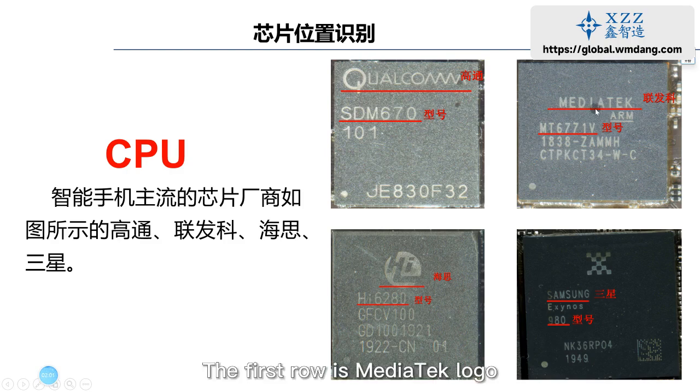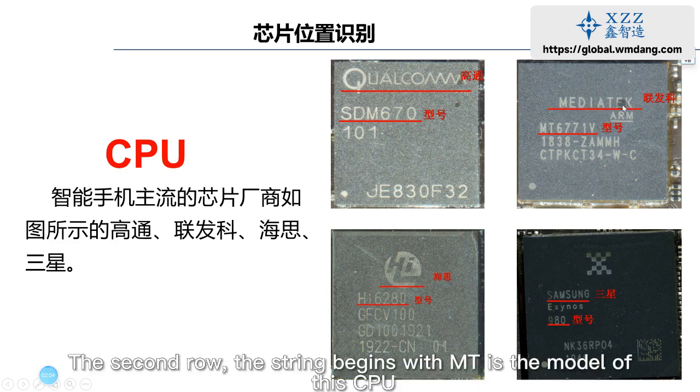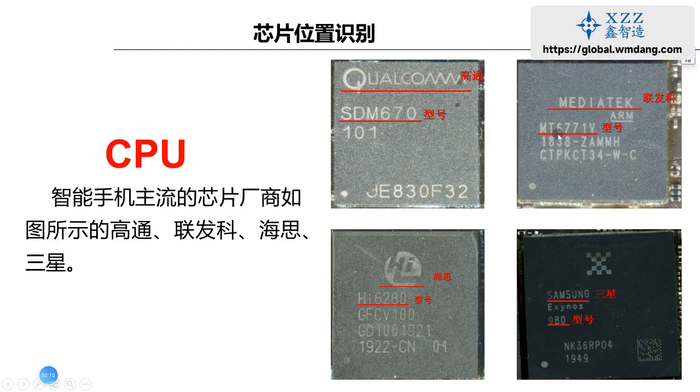MTK. The first row is the MediaTek logo. The second row, the string beginning with MT, is the model of this CPU. HiSilicon. HiSilicon CPU starts with HI. HI6280 is the model of this CPU. Samsung. This is the Samsung logo. 980 refers to the model of this CPU.